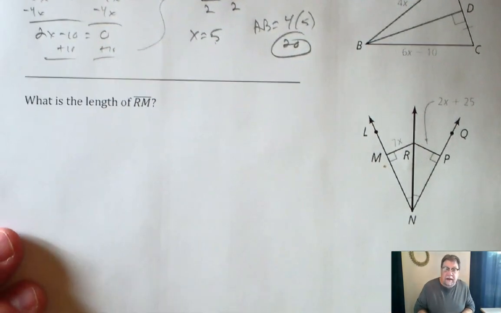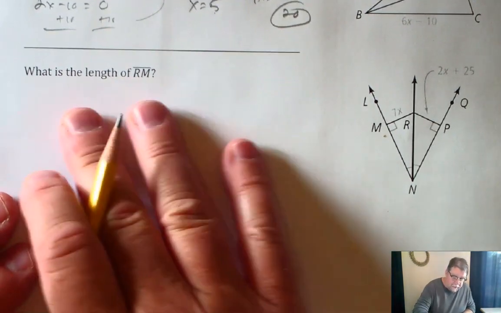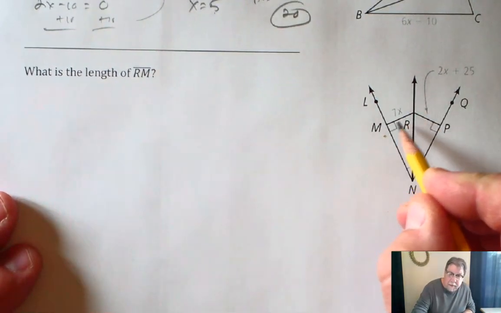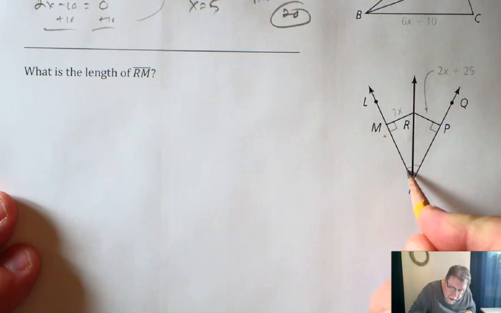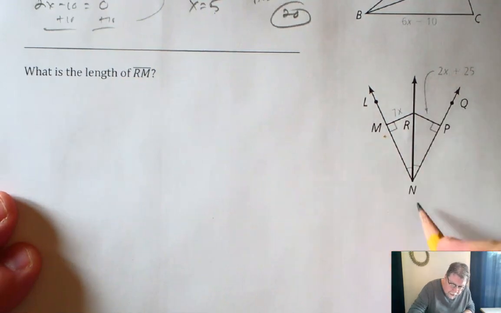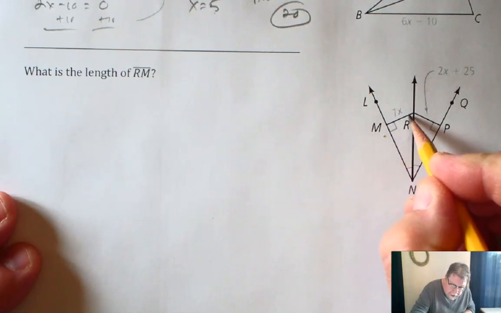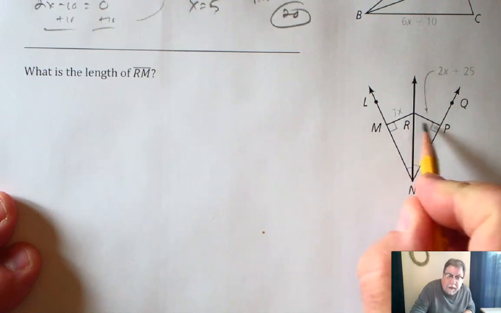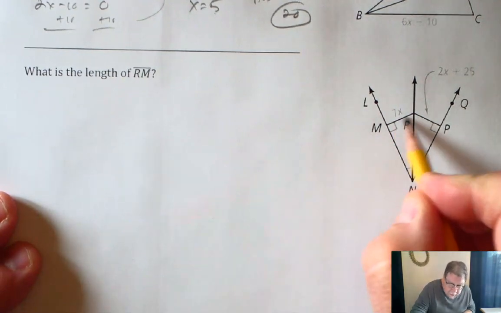Down here in this second example, what is the length of RM? RM is this little segment right here. And if you look, there are congruent marks for this. These two angles are being bisected by RN. Therefore, we know that since this is perpendicular and that's perpendicular, we can say that these segments are congruent.